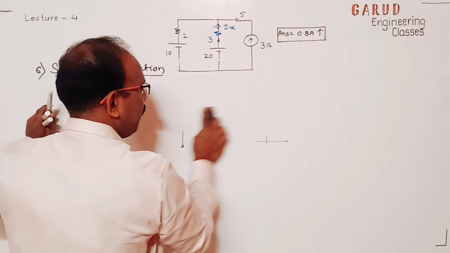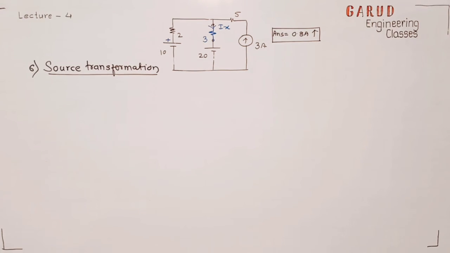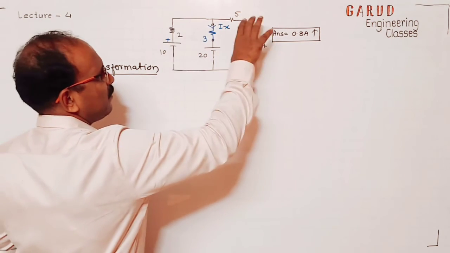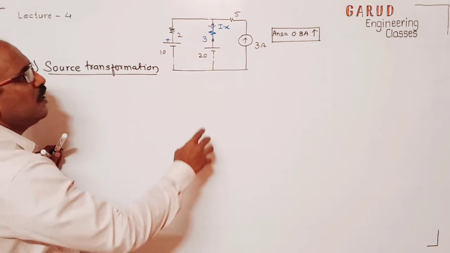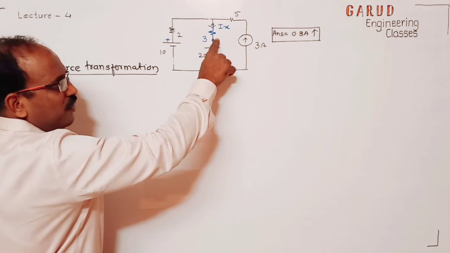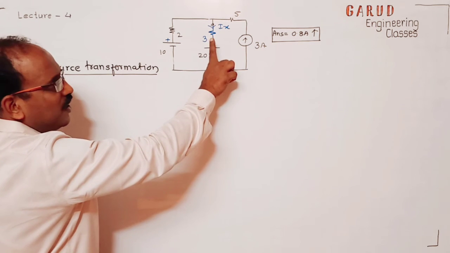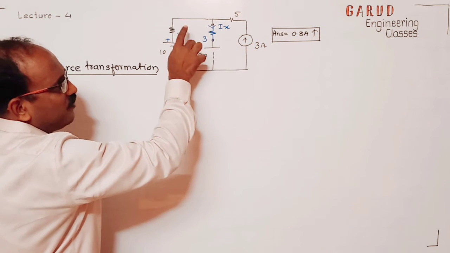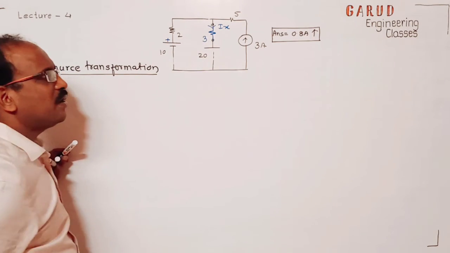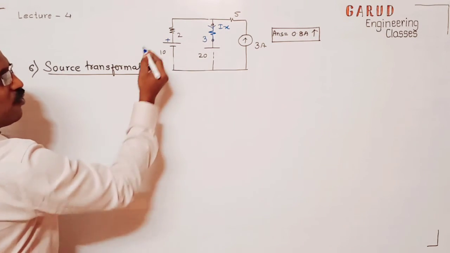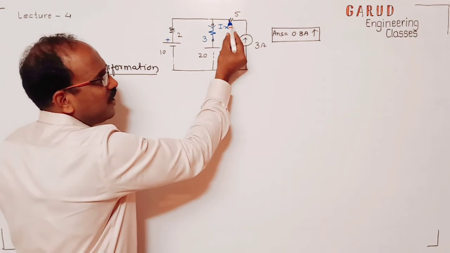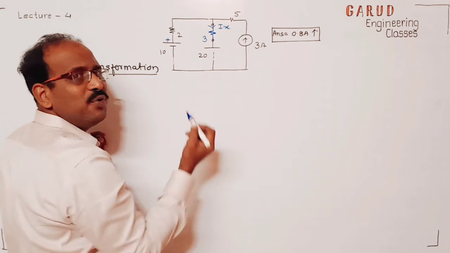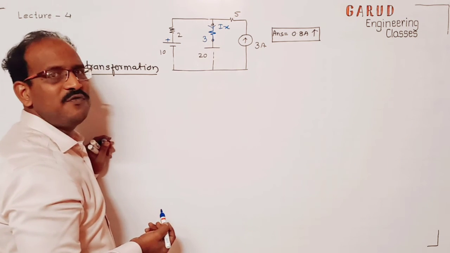Now I will explain the source transformation. This particular part is connected in parallel, so we convert into parallel sources, that is current sources. Here this is the final branch, so we don't have to touch the branch where the current is required. Either we can convert into voltage or into current, but in parallel we need current sources. An important thing to remember in source transformation: if there is any redundant resistor, we have to remove it, otherwise it will create confusion.